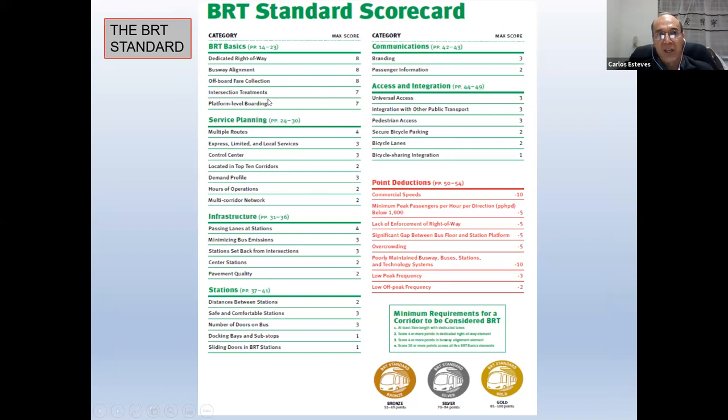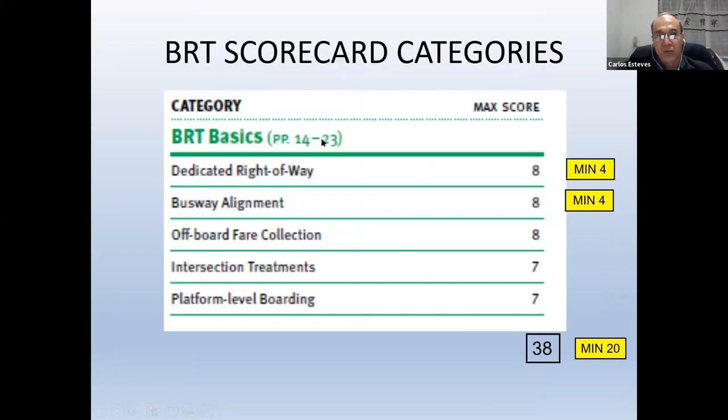And for each of the categories, there's sub points. And each subpoint, you can score points based on this standard, which helps you to decide what score you're going to have. So, for example, under BRT basics, page 14 to 23, you can read it and it tells you how you'd score the dedicated right of way, the busway alignment, et cetera, et cetera.